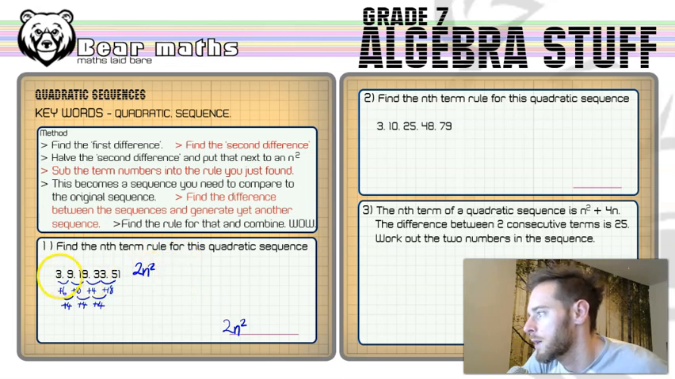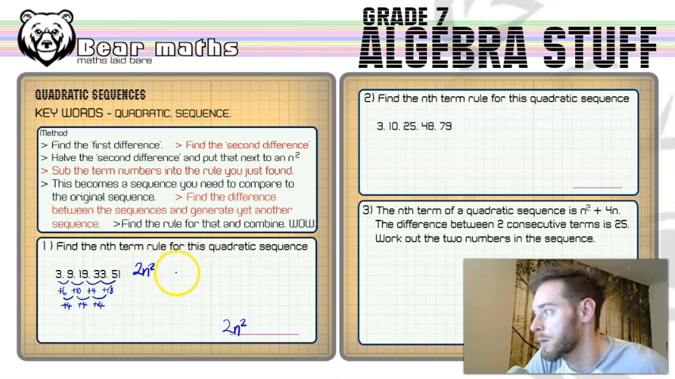So what we do is we look at the 2n squared sequence. We need to sub the term numbers into the rule that we found. This is the rule we found. Term numbers are 1, 2, 3, 4, and 5. There are 5 numbers in this sequence. So we're going to go with 1 squared, which is 1, and then times it by 2, which is 2. I'm going to put that in a little bubble. Then 2 squared, which is 4, times 2 to get 8. Then 3 squared, which is 9, times 2 to get 18.